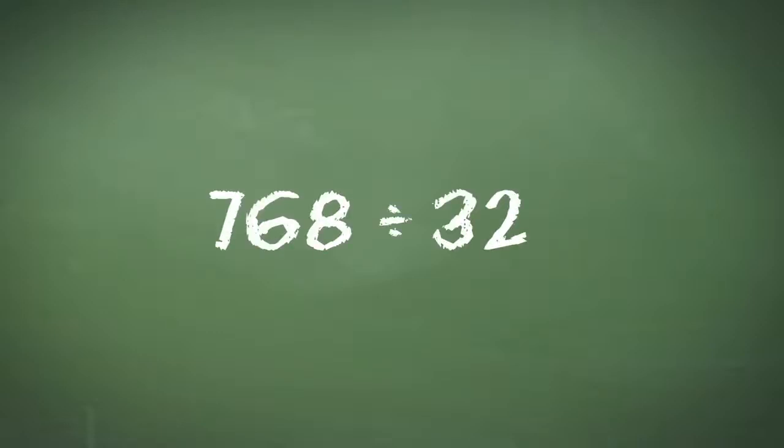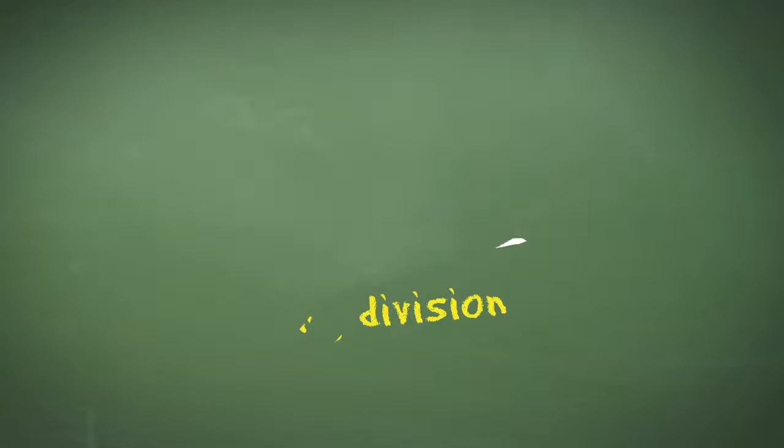When we are asked to divide a number by another number of 2 digits or more, for instance 768 divided by 32, then the easiest way to solve these is by using a method called long division. We lay out our calculation as follows.